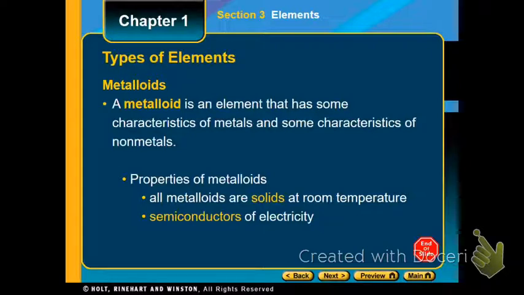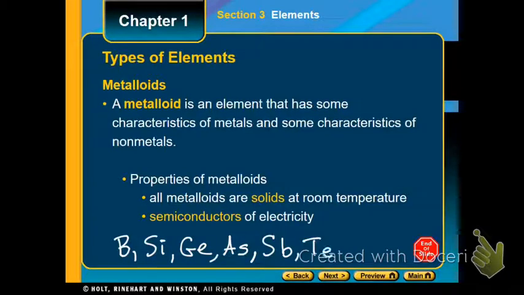Again, these are boron, silicon, germanium, arsenic, antimony, and tellurium. Some references you might look at will add polonium into that, but we're going to go with those 6. And again, these are semiconductors. They're all solids. And if I also look at these, one of these is used often within the tech industry, and that is your silicon.